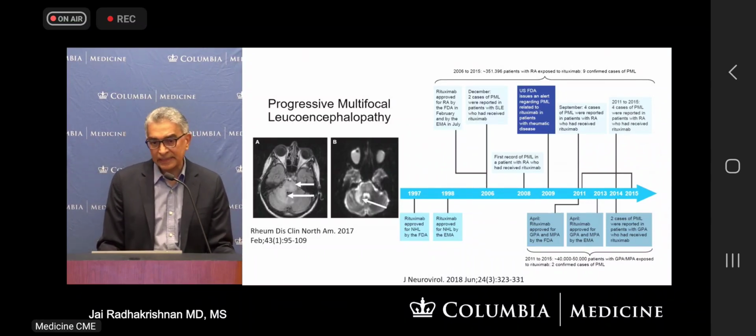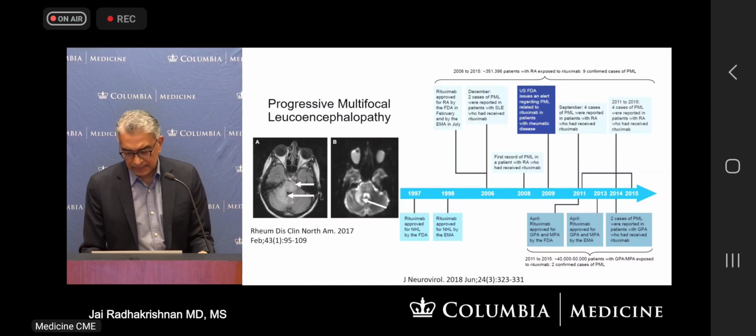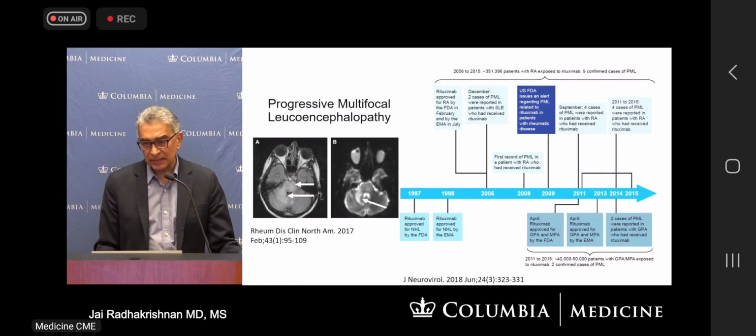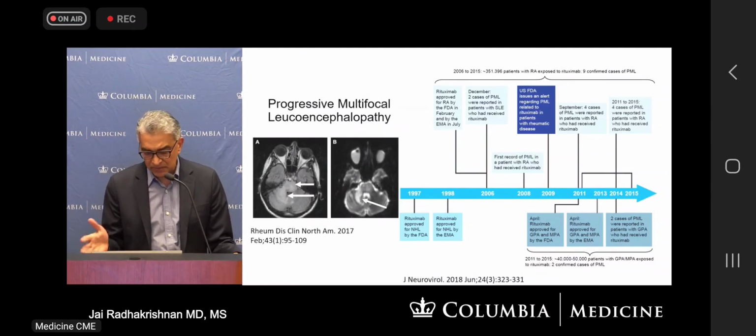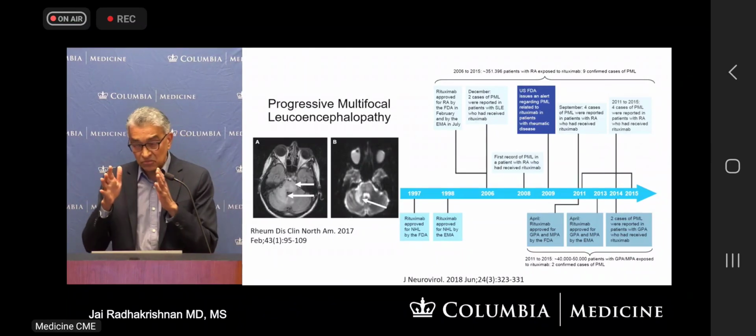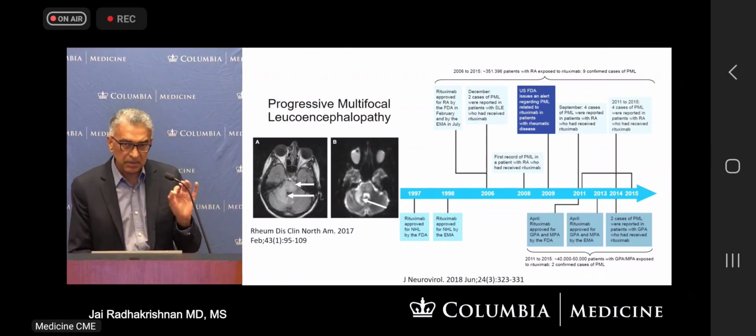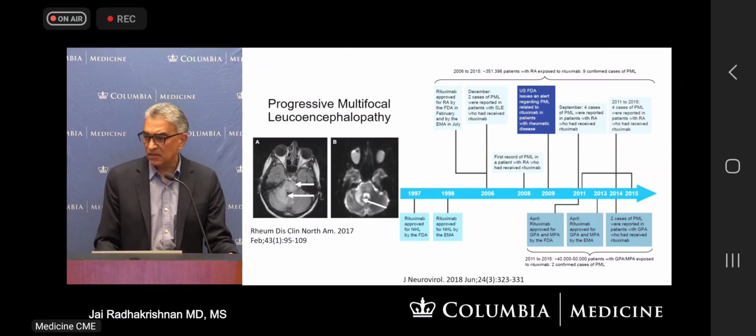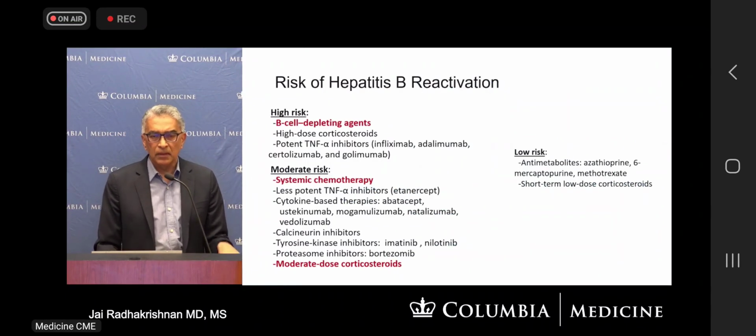And unfortunately, or fortunately, we do explain to the patients that you have a very serious disease. It's best treated with rituximab, but there's a small chance of this fatal illness.